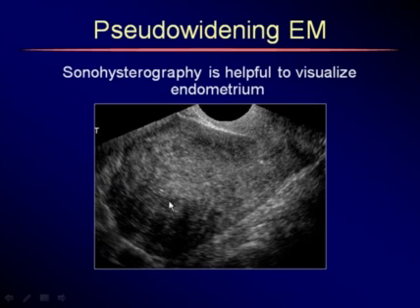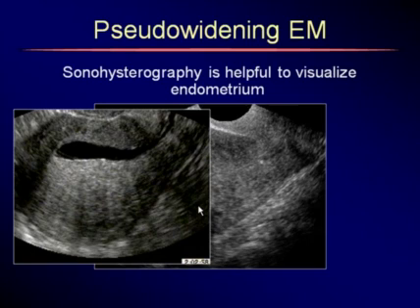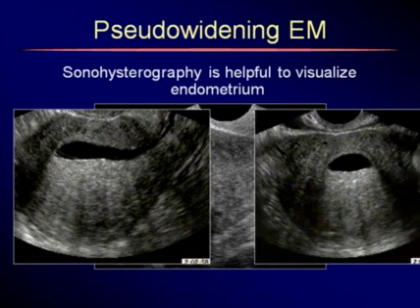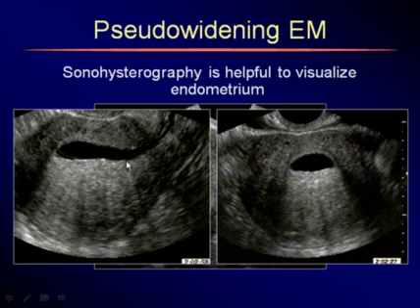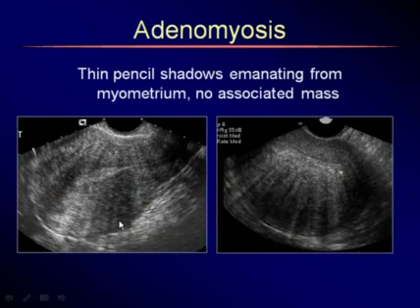So look at this uterus. Areas blend. We can't tell exactly where the endometrium ends. We put in a little bit of fluid and we see that the endometrium is completely normal, and this is then the area involved with adenomyosis.